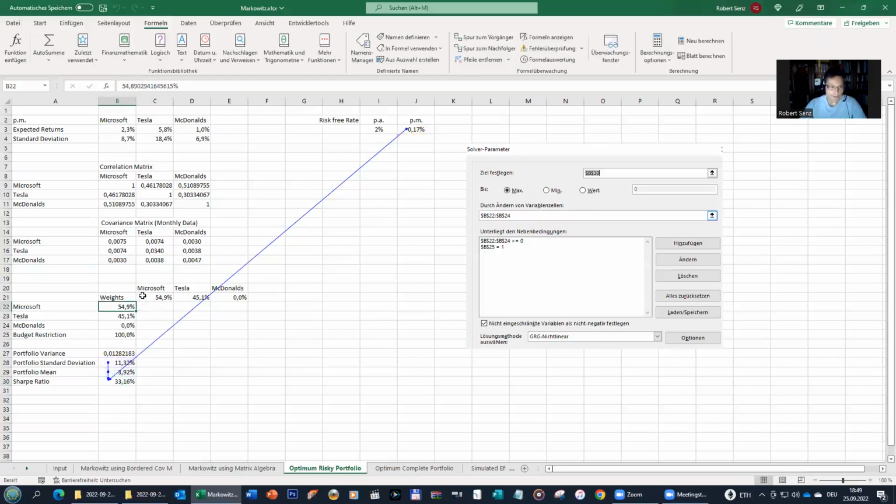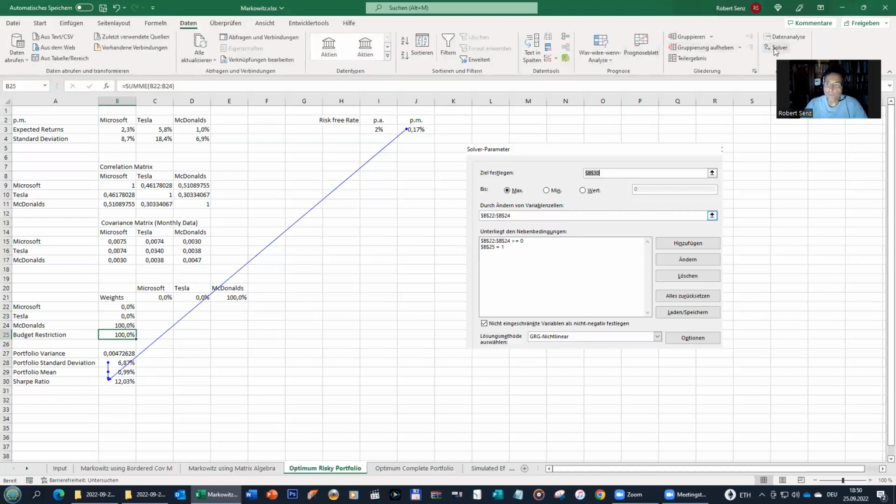So obviously, let's say we make a guess. Let's say we put in 5% for Microsoft, 90% for Tesla and 5% for McDonald's, we would have a Sharpe ratio of 31. Another guess could be 0% Microsoft, 0% Tesla, 100% McDonald's. We have only a Sharpe ratio of 12%. So as you can see, when you play around with weights, it has an impact on the Sharpe ratio. So it's very natural to say, let's use the solver again and try to find an answer.